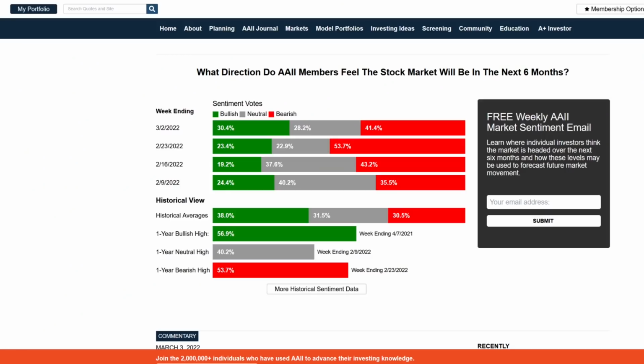Jumping over to the bear bull survey, you can see that we did have a reduction in bears this week, going down from 53% down to 41%. We also did have an increase in bulls, going up to 30% from 23%, and overall we still have about 28% of the people that are neutral. So this is really a mixed bag, and that's what you would expect to see as the market goes lower, because there are going to be some bulls that see opportunity at strong support levels and they're getting more bullish the more the market falls.